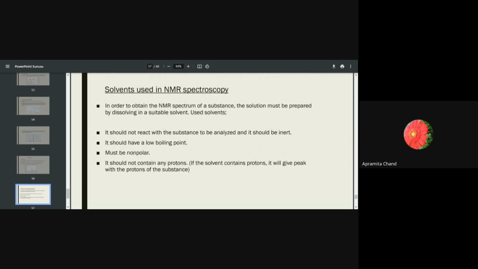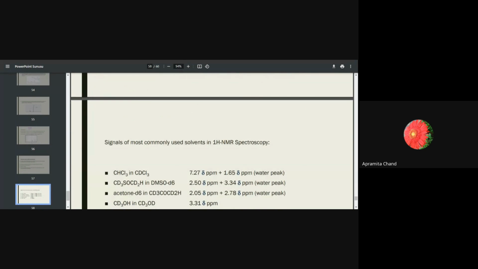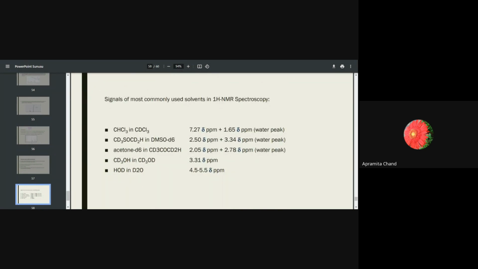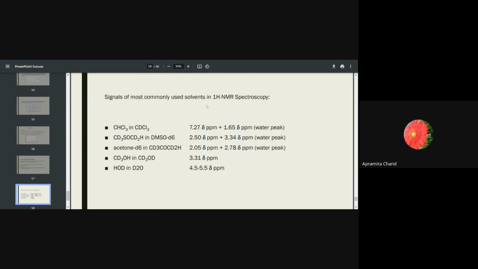So we will get a very distorted spectra. Therefore it should not contain any protons. So what kind of solvents are generally used in NMR spectroscopy? Deuterated solvents. Okay, deuterated solvents mean hydrogen is replaced by its isotope deuterium.